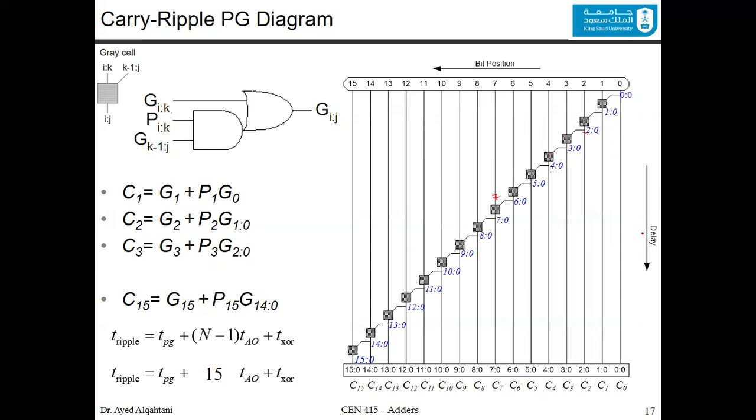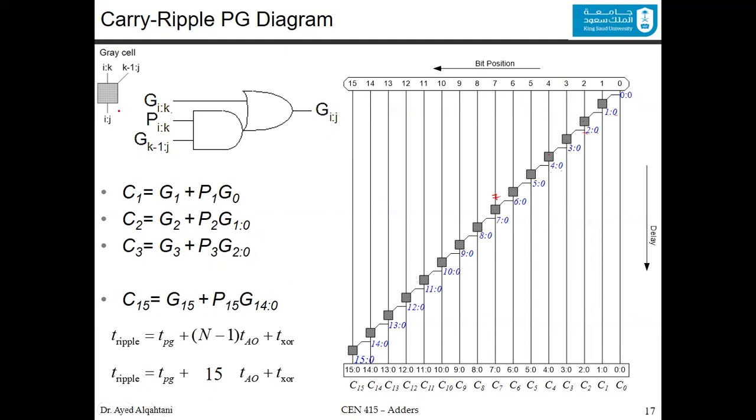We know that the carry ripple adder is the worst adder in terms of delay. And this is why you will see its PG diagram is the one with the deepest PG delay. It's very deep in terms of delay. Since we are working from 0 to 15, the delay of the ripple adder is TPG plus n minus 1, which is 15 here, plus TXOR. So we have 16 from 0 to 15, and n minus 1 would be 15. That's the delay of the ripple adder.